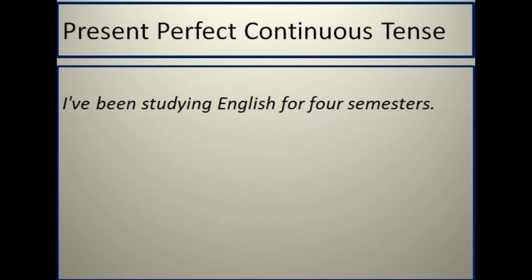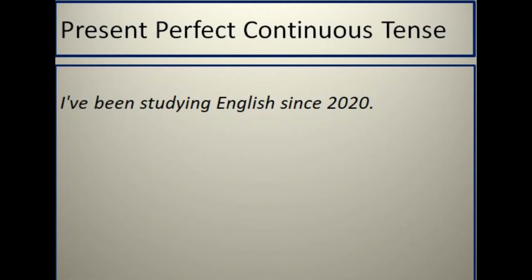We can also use ago. We usually pair it with since. "I've been studying English since 4 semesters ago." You will notice when we use ago, we change from using, in my first example, 2020, to a length of time, since 4 semesters ago. There are a few different changes you need to make there.